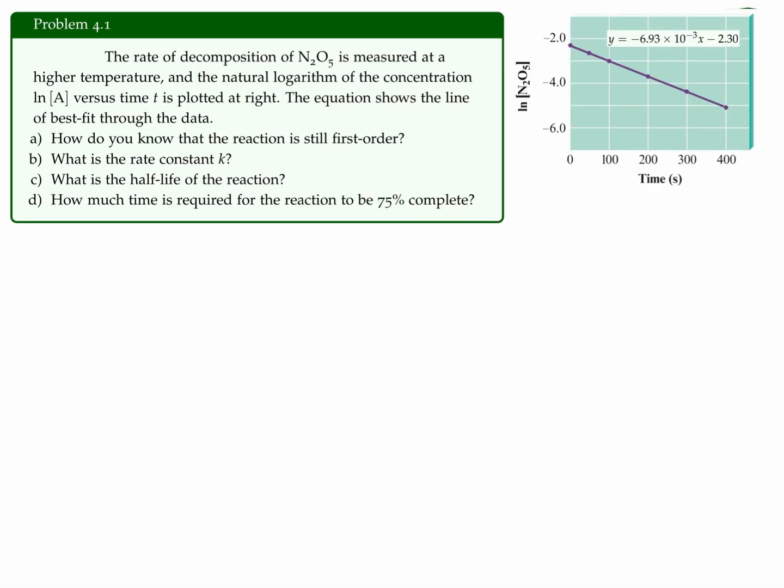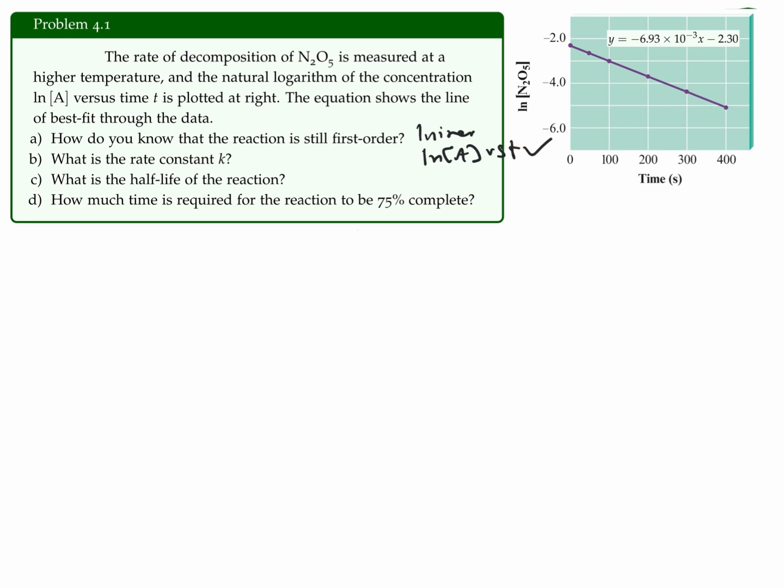Okay, so here is the solution. How do we know that the reaction is still first order? It's first order because this plot is linear. So ln of N2O5 versus time is a nice linear graph. So a linear ln A versus t graph is our check.